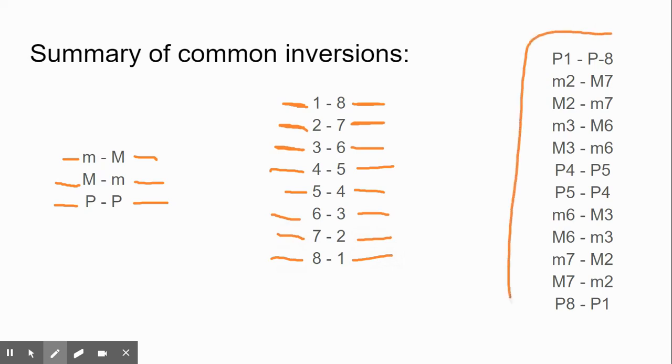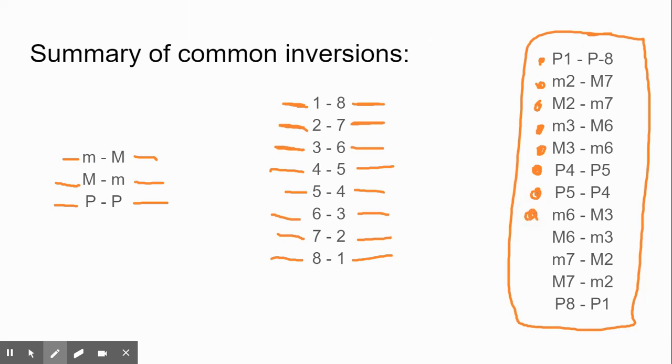So here is the basic summary of inversions. Perfect unisons become octaves. Minor seconds become major sevenths. Major seconds become minor sevenths. Minor thirds become major sixths. Major thirds become minor sixths. Perfect fourths become perfect fifths. Perfect fifths become perfect fourths.